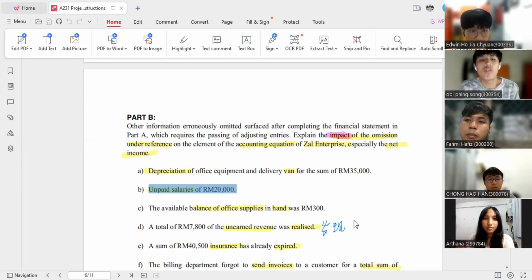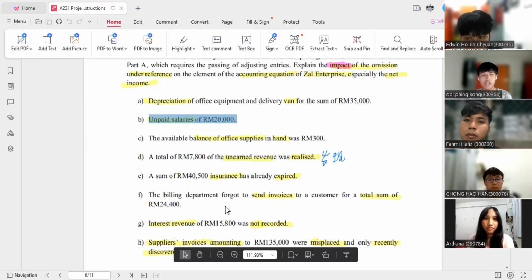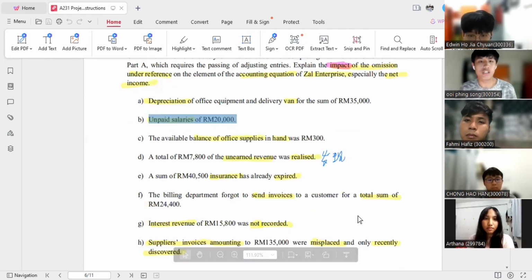So for question C, the impact is the net income and asset will reduce. So for question D, the impact is the net income and equity will increase. For the liabilities, I think will decrease. Okay. For E and F, I will explain it.